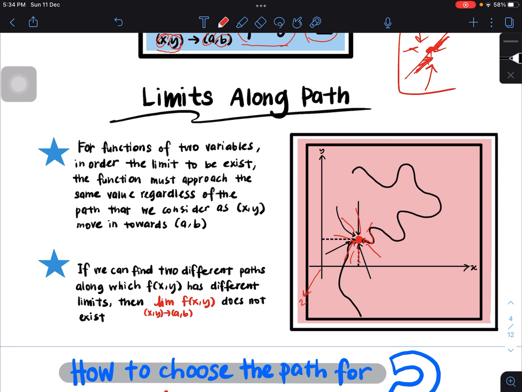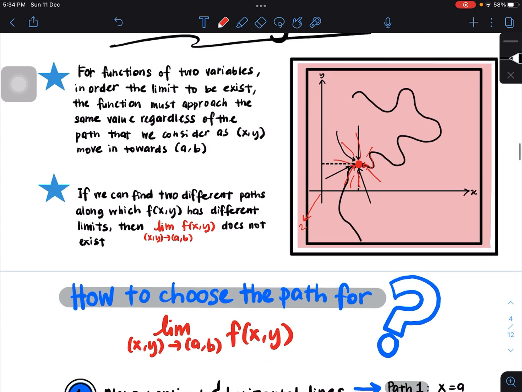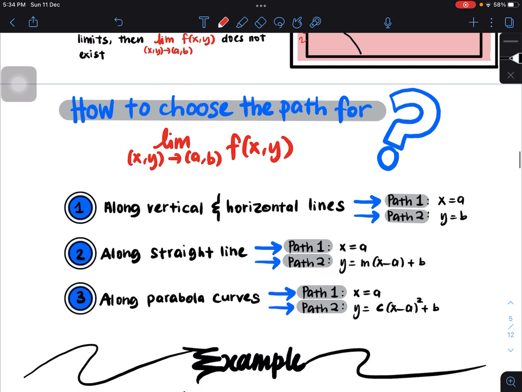If we can find two different paths along which f(x, y) has different limits, then the limit of f(x, y) as (x, y) approaches (a, b) does not exist. If there are paths that produce different limits, then we can conclude that the limit does not exist. So how do we choose the path for the limit as (x, y) approaches (a, b)?